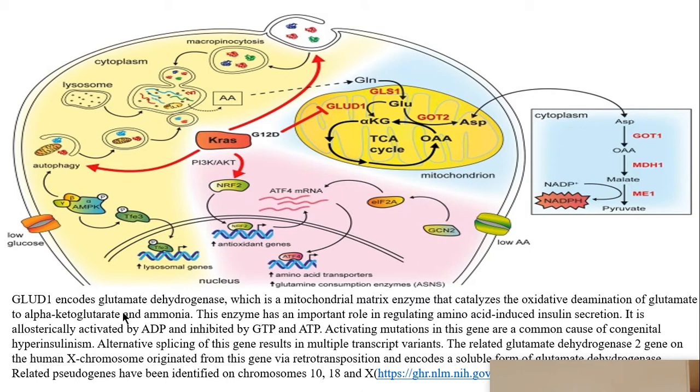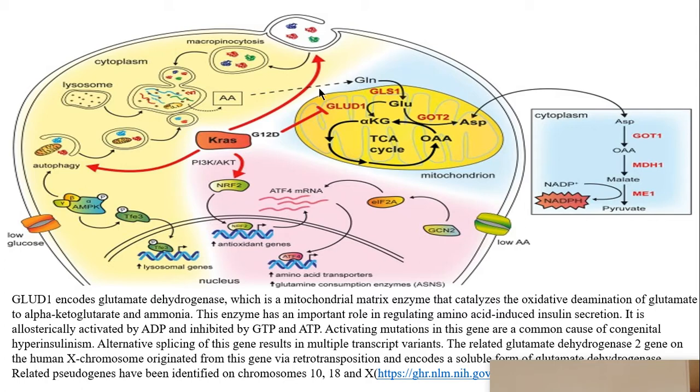Besides having a really ugly acronym, it encodes for glutamate dehydrogenase. That's the mitochondrial matrix enzyme that catalyzes the oxidative deamination of glutamate to alpha-KG and ammonia. So the ammonia has to be kicked off in the urea cycle, of course, which can be accommodated here, no problem. But the carbon alpha-ketoglutarate can go right into the TCA cycle, which is shown here, right? So that's what GLUD1 normally does. It allows you to make alpha-KG.